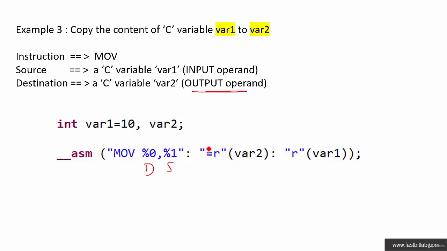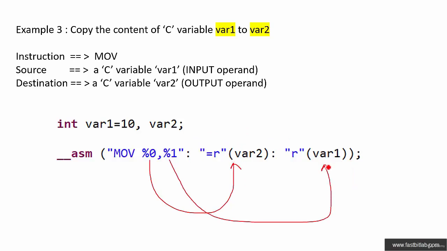So with the constraint string, which consists of constraint modifier is equal to, because this is the output operand, and this is the input operand. This is read only and this is write only. %0 refers to this and %1 refers to this. That's very simple, isn't it?